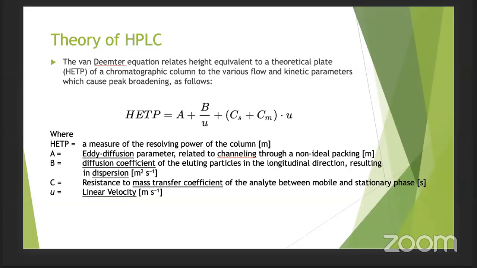Then A here is the eddy diffusion, or the multi-path effect. So basically there is a multi-path, and I'll explain about this also further. Then B is the longitudinal diffusion, and C is the mass transfer rate. Then mu is the flow rate of the mobile phase. Now, eddy diffusion or the multi-path effect, as the name suggests, means that there are multiple paths available in the column or plate, due to which peak broadening will take place.